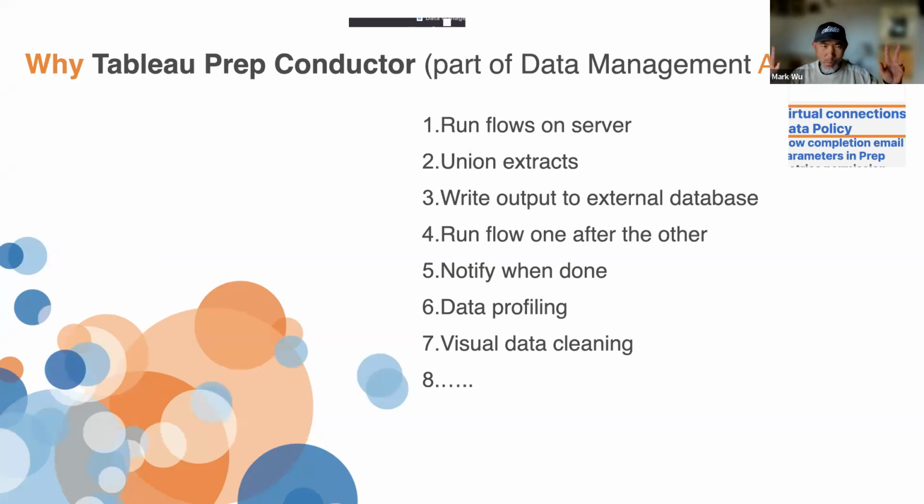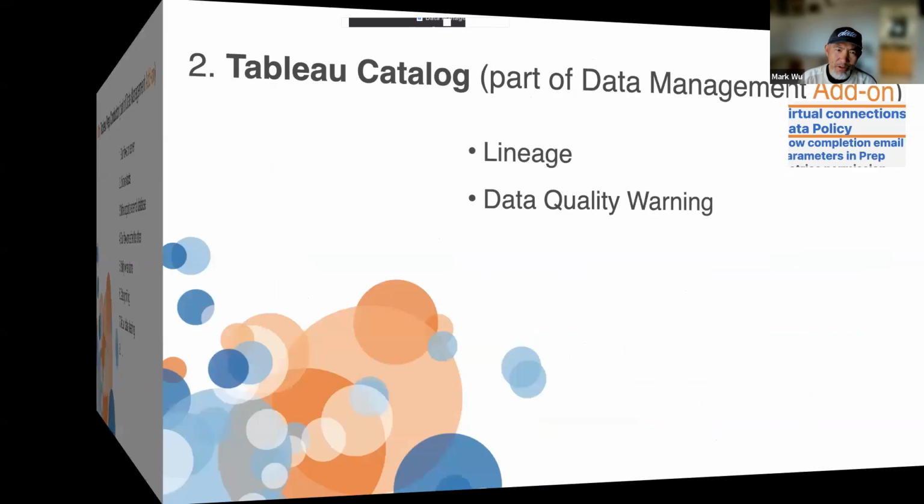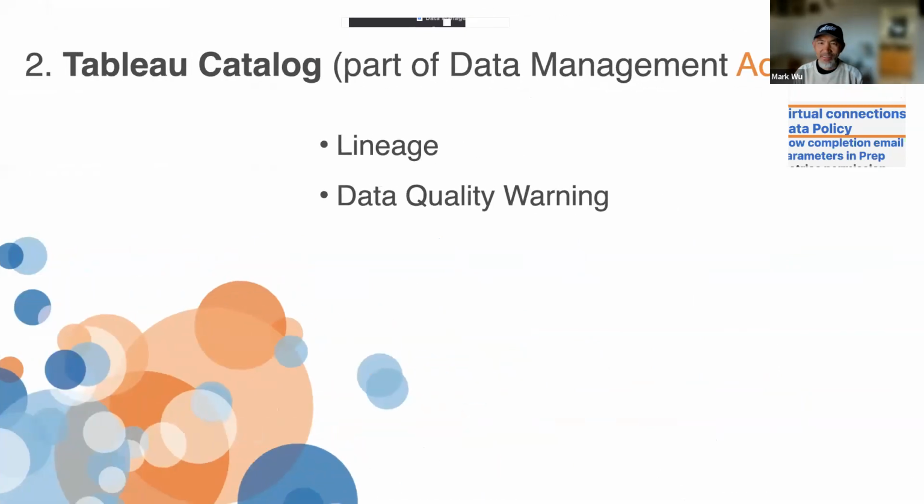This is more like Marco's rundown of Tableau Prep Conductor key features. Move on next, Tableau Catalog. What is Catalog? It mainly has two features. One is lineage, one is data quality warning. The lineage came first, quality warning came later.